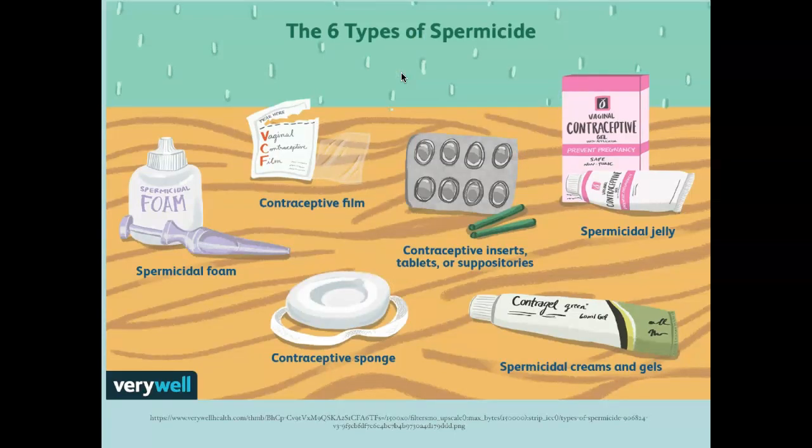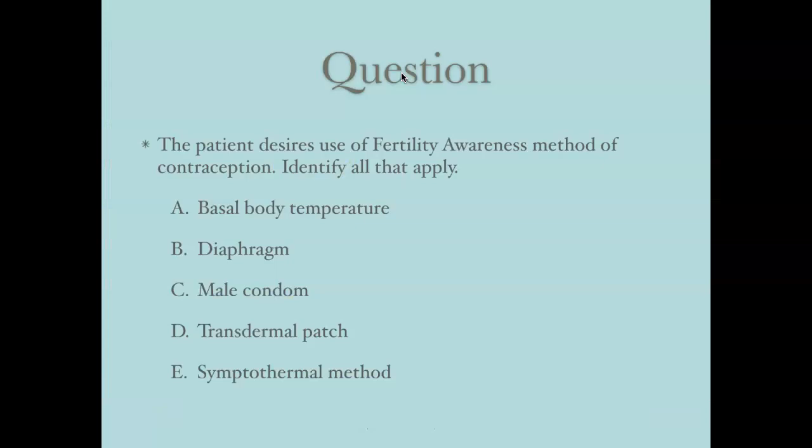This is a picture of just the various types of spermicides. There's foams, there's gels, there's film, and you can see the contraceptive sponge. That actually came off the market for a while, but I believe it's back. So there are various methods in which they can have a spermicide.